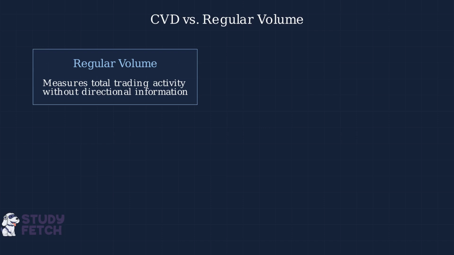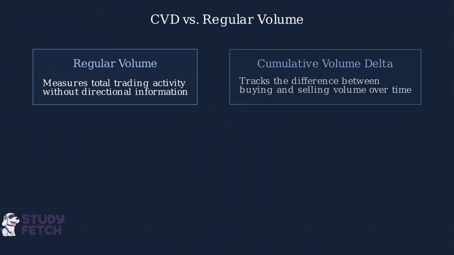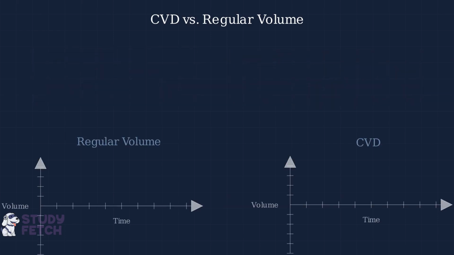In this section, we'll compare cumulative volume delta with regular volume indicators. Regular volume simply measures the total trading activity without directional information. In contrast, CVD tracks the difference between buying and selling volume over time, providing crucial directional insight. Let's visualize how these two metrics represent the same market activity differently.